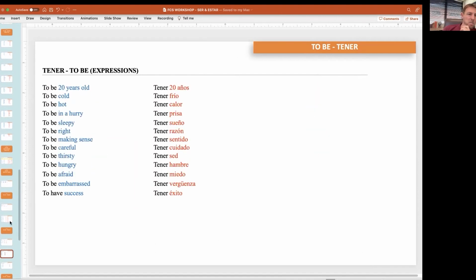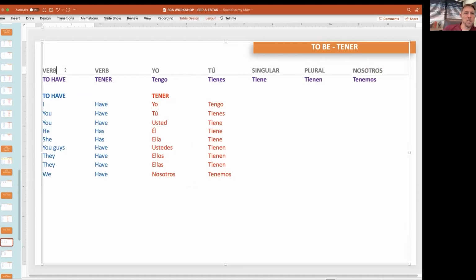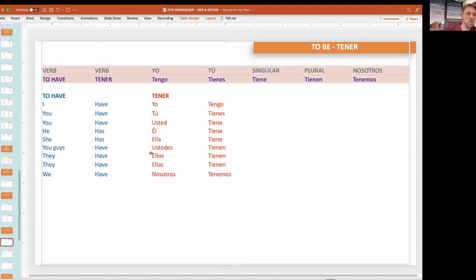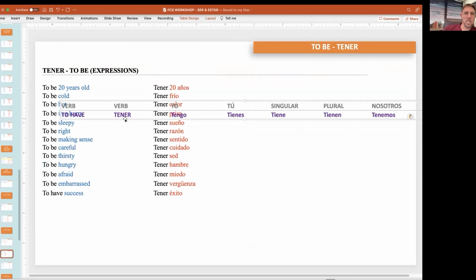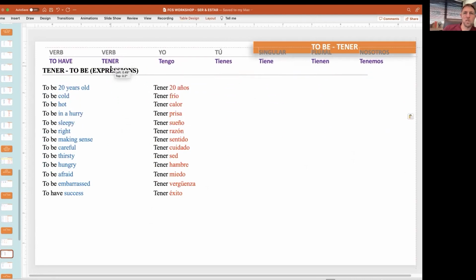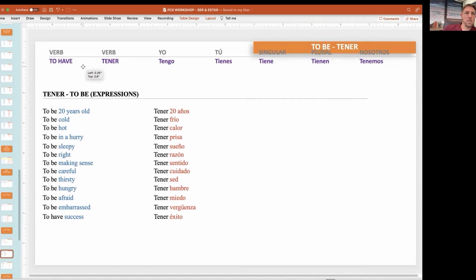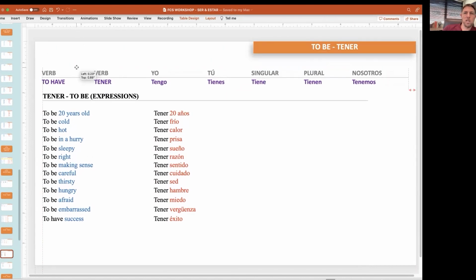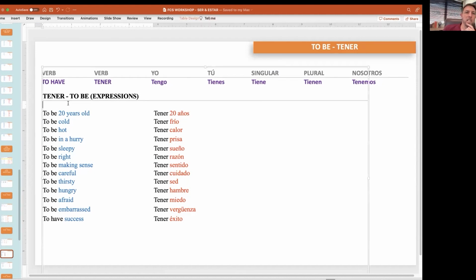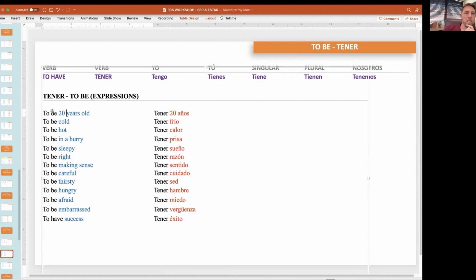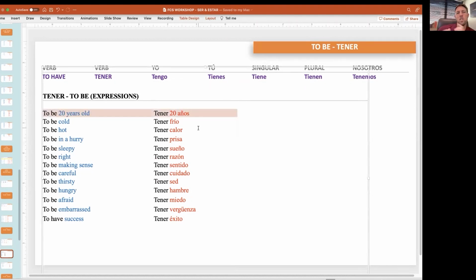So let me put this here like this so you can see both at the same time. You can see the conjugations are up there, and then the expressions are down here. So to be 20 years old, yo tengo 20 años.